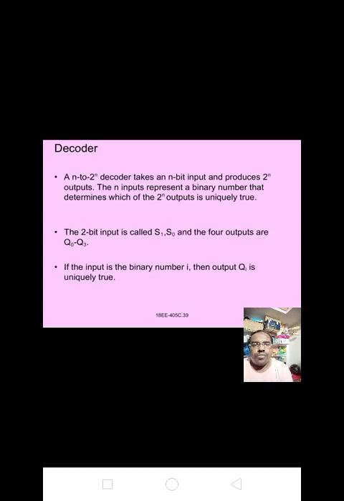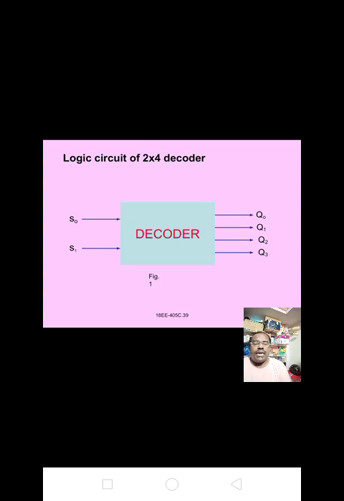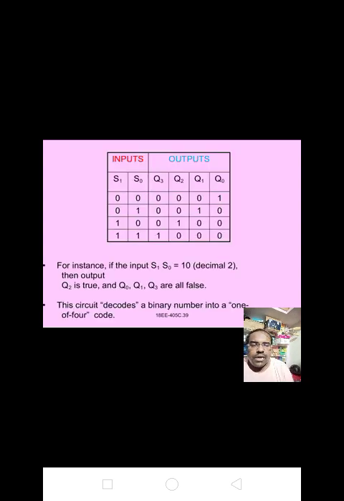Next, here is the logic circuit for the 2 into 4 decoder. The inputs are S0, S1 and the outputs are Q0, Q1, Q2, Q3. This is the truth table for the 2 into 4 decoder. For instance, if the input S1 S0 equals 10, decimal 2, then the output Q2 is 1 and Q1, Q0, Q3 are all false. This circuit decodes a binary number into a 1 of 4 code.